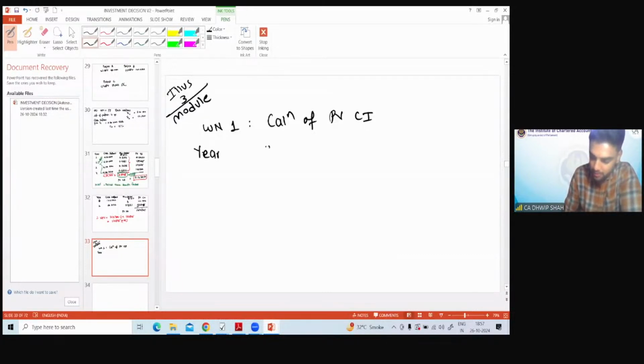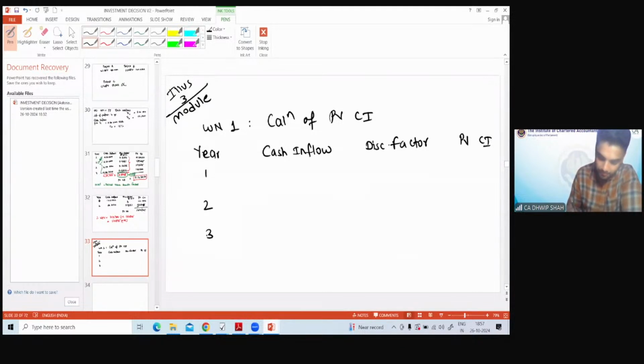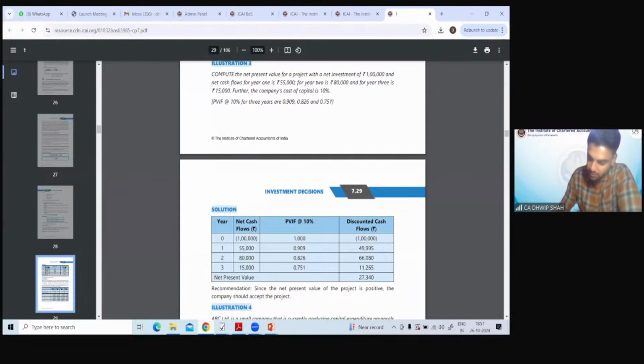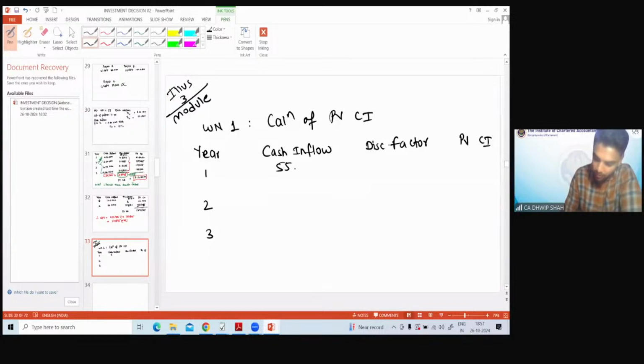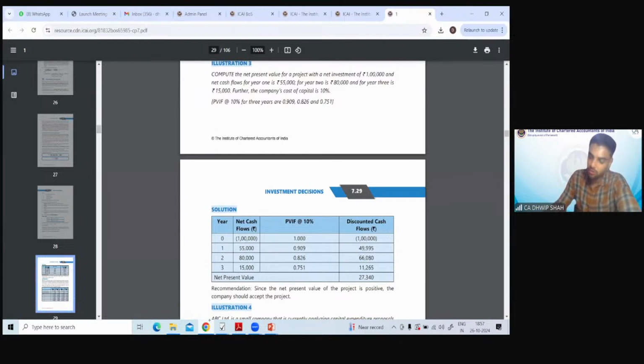Column 1 would be here. Column 2, cash inflows. Column 3, discounting factor. Column 4, present value of cash inflows. Year 1, 2, and 3. Year 1, it is 55,000, 80,000 for year 2 and 15,000 for year 3. They have directly given discounting factor in the question and they have calculated up to 3 decimals. Then you need to take as it is.